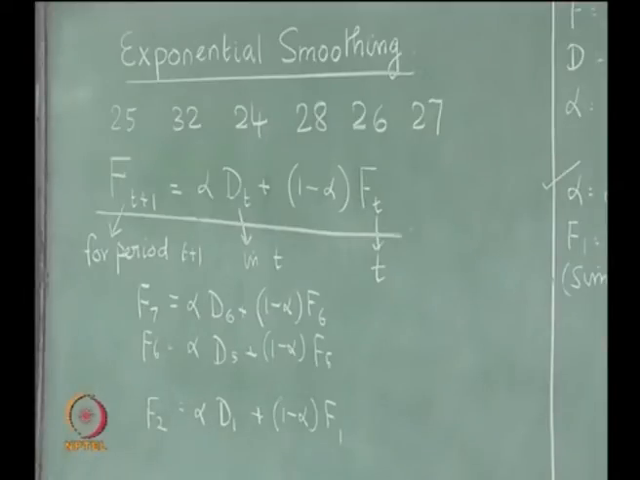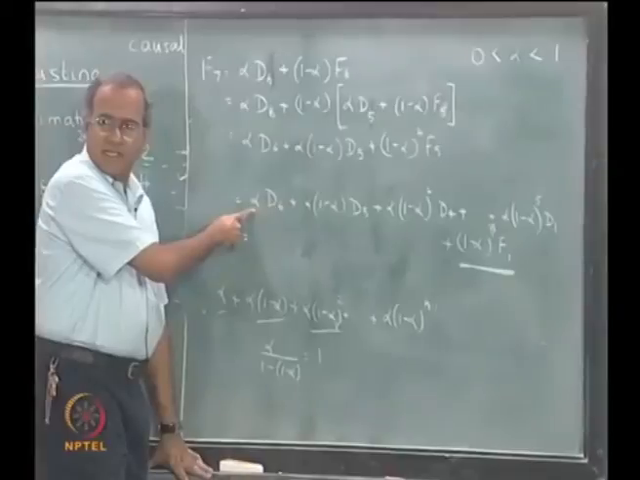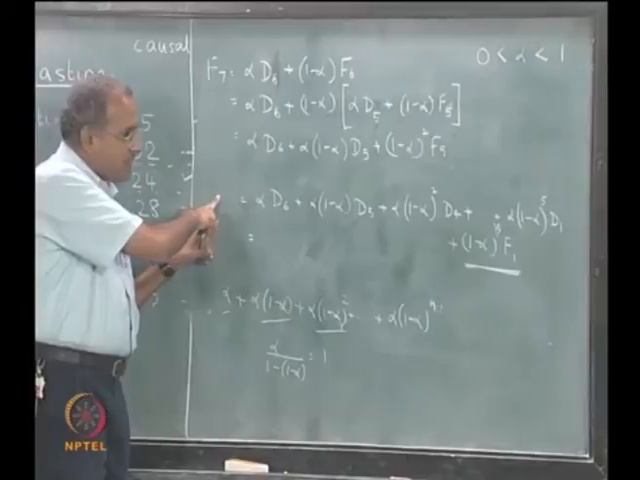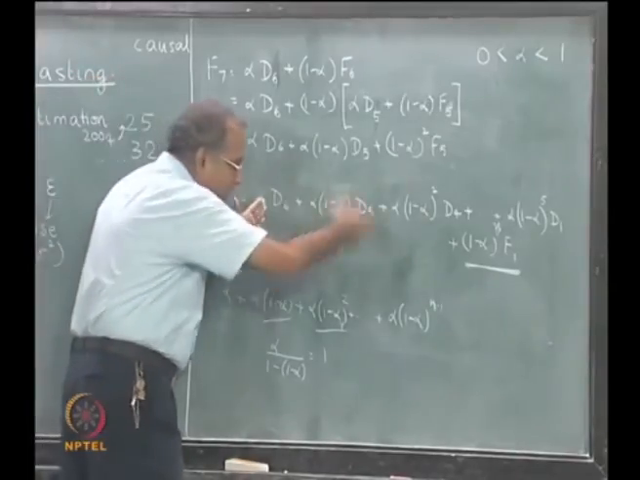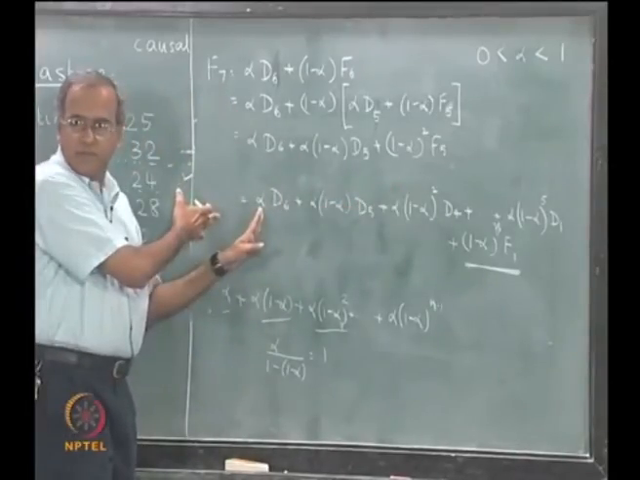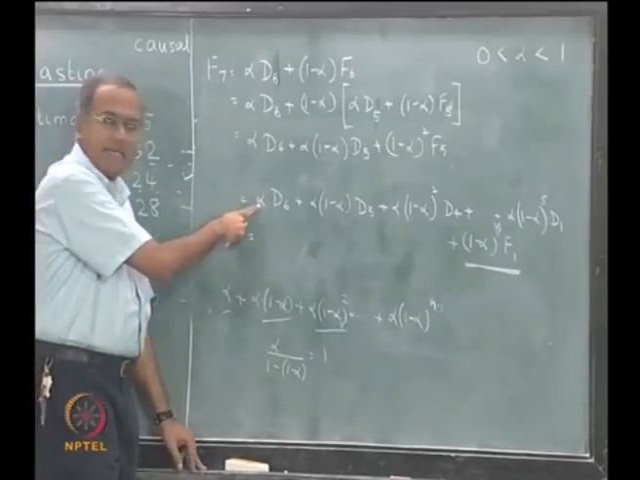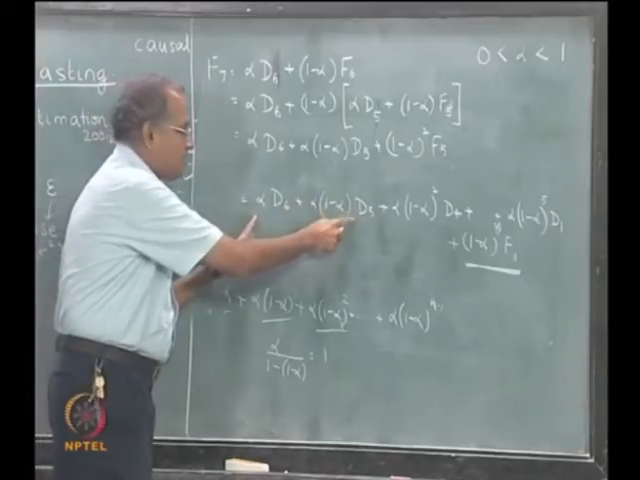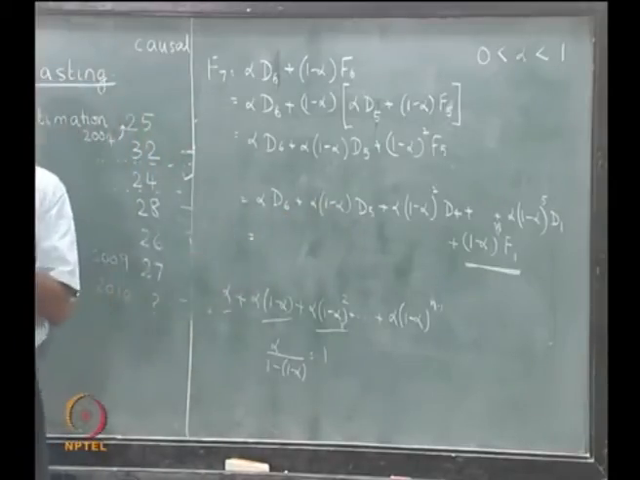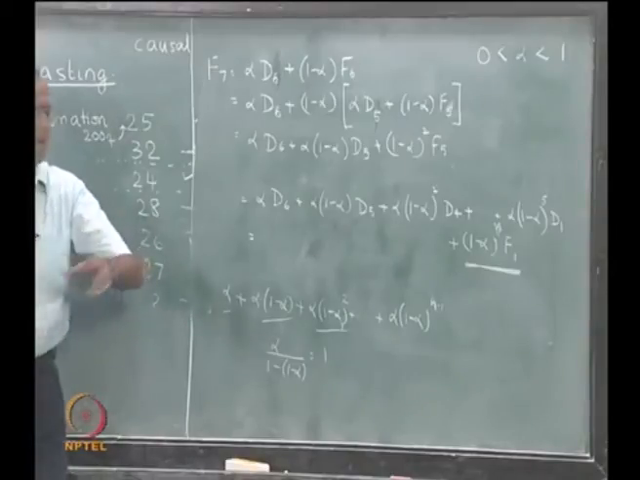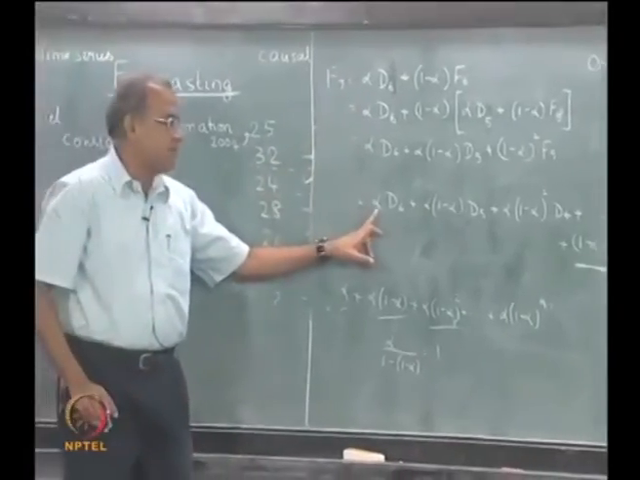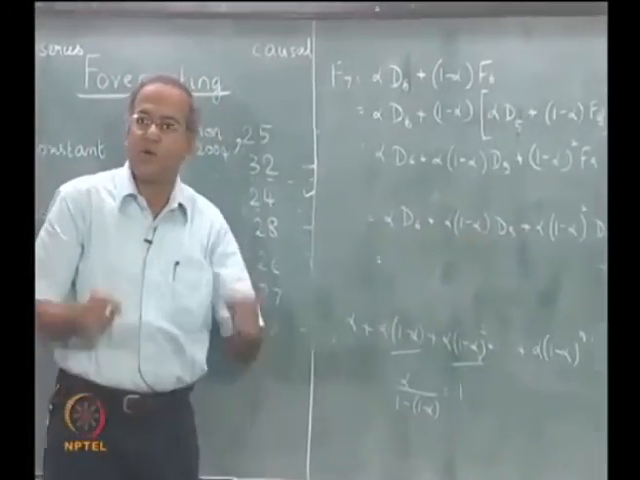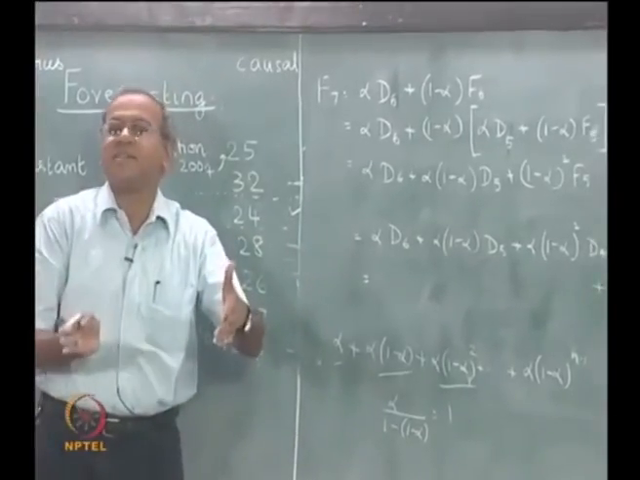There is another way of explaining it. If alpha is large here, then F7 will be guided by fewer terms. For example, if alpha is 0.8, this is 0.8, this is 0.16. So, two terms are contributing a weight of 0.96. So, they have almost fully determined F7. Whereas, if alpha is 0.2, then this is 0.2 and this is 0.16. So, two terms are contributing a weight of only 0.36.